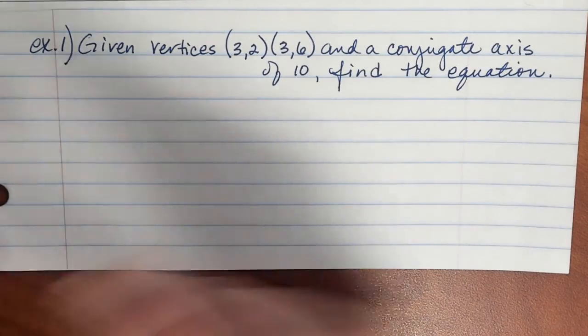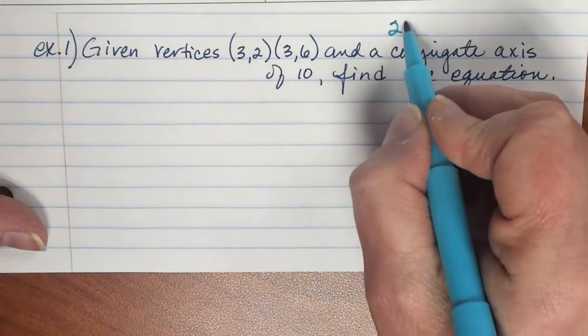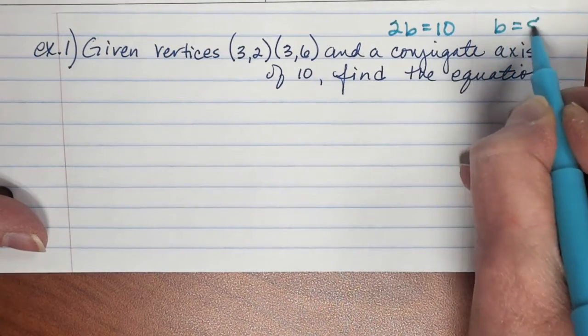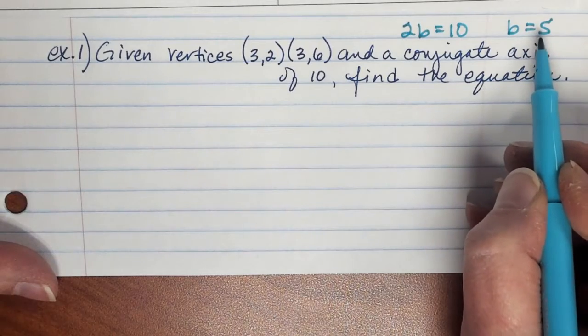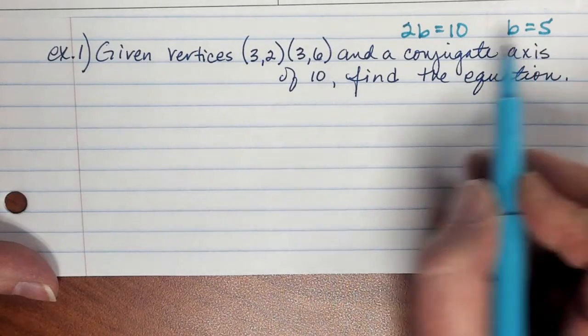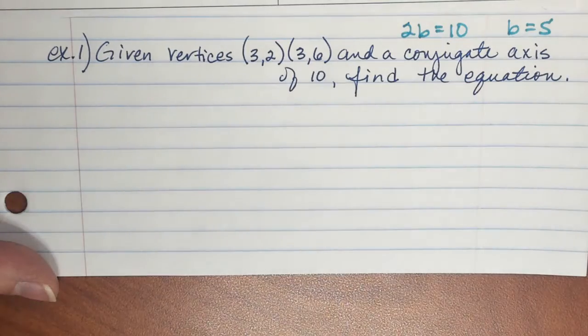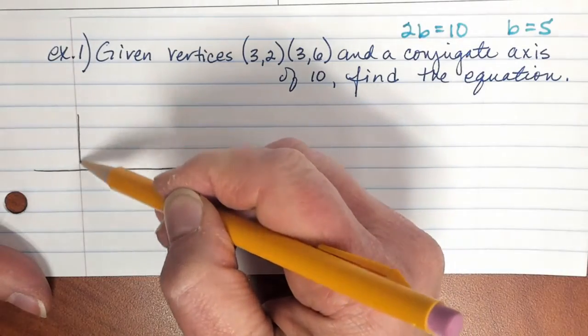So you need to remember your vocabulary, and the conjugate axis was equal to 2b. If that's a distance of 10, then you know b is 5. So you can then make that substitution into your equation very quickly. But if you have the vertices, you need to find the center before you can even set that up. So let's quickly sketch this out a little bit.